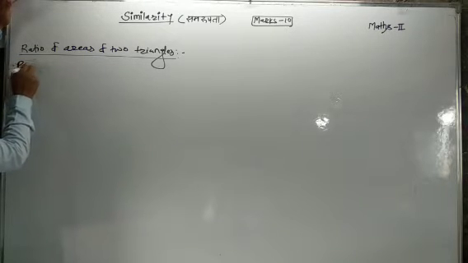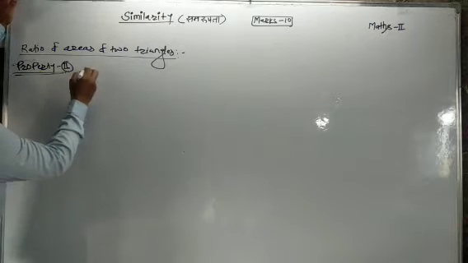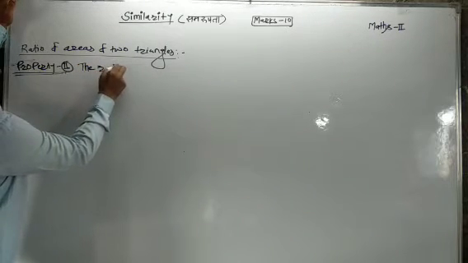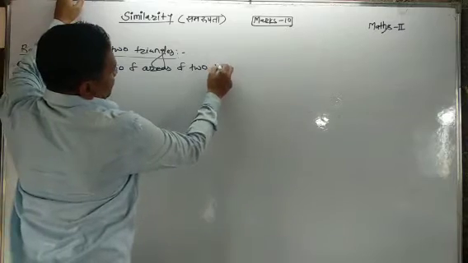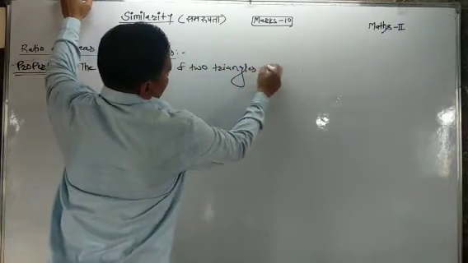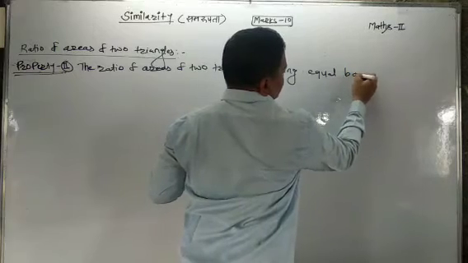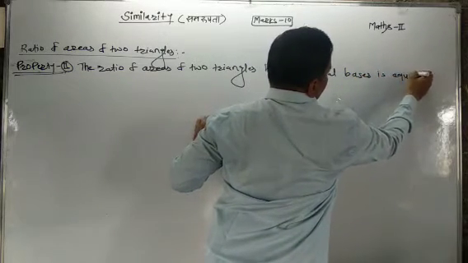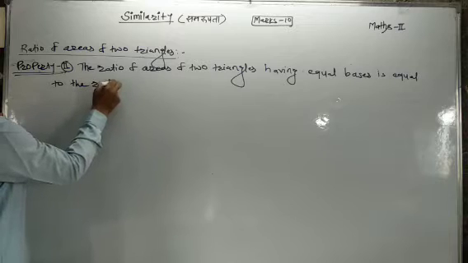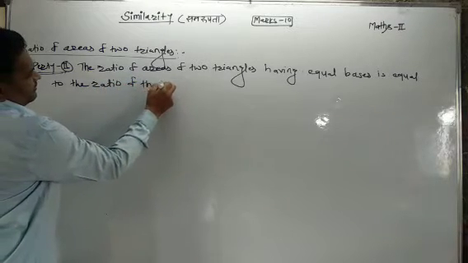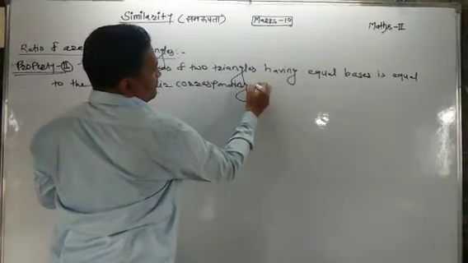Property second: the ratio of areas of two triangles having equal bases is equal to the ratio of their corresponding heights.